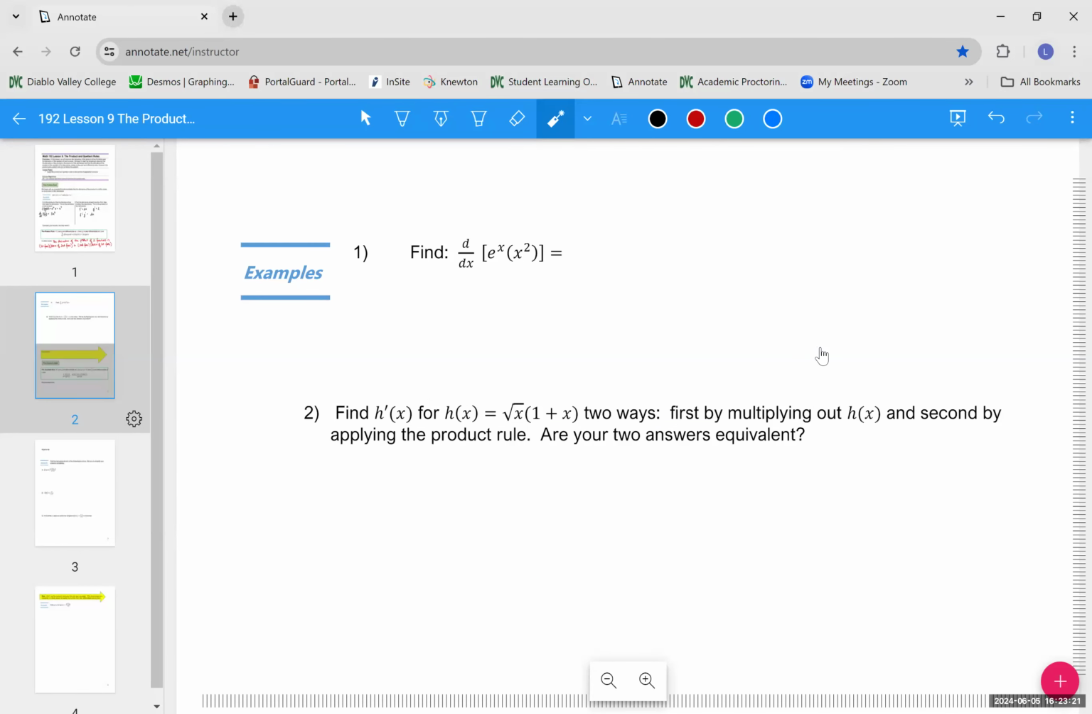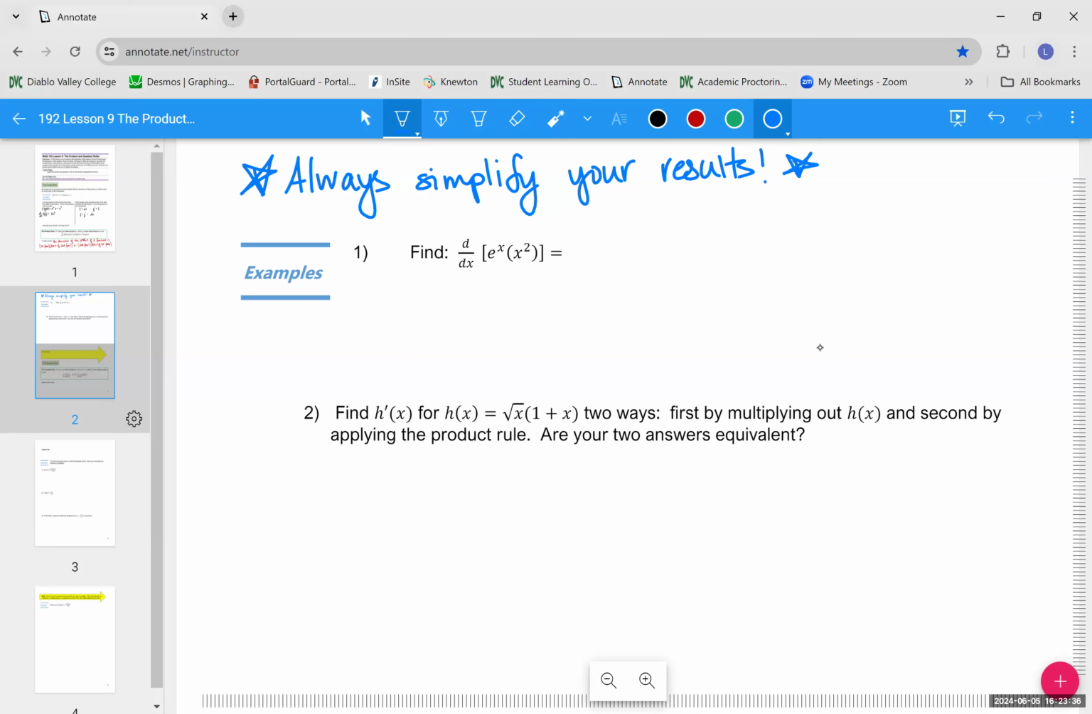And then one last thing I just want to put on top here is to make sure that you always simplify your results. I mentioned a little bit in lesson 8 some of the rules for simplifying. We don't want fractions within fractions. We don't want negative exponents. We don't want things that could be combined like terms. You want to simplify your answer reasonably, okay?